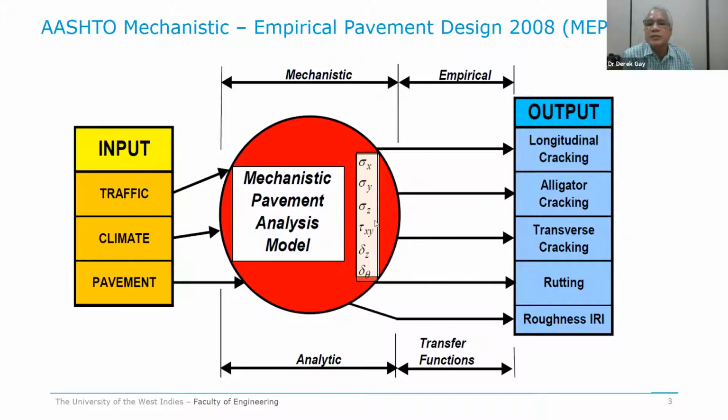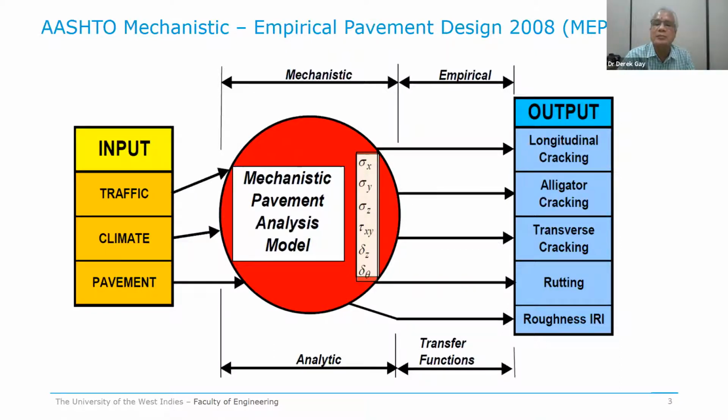These stresses and strains and deformations here would then inform the longitudinal cracking, alligator cracking, transverse cracking, rutting, and the measure of goodness is the roughness index. So they still retain the roughness index as a measure of whether the pavement is good or bad. In the early days from 1993, the index of measure was the serviceability index, right, which goes from 0 to 5. The roughness index is an index that has the number of height of a bump per unit of distance. So we'll come to that in a little while.